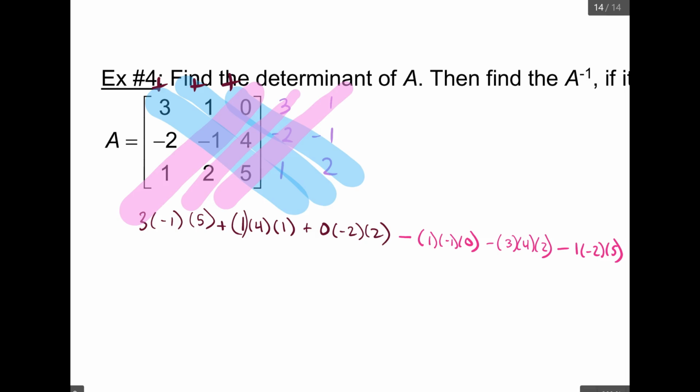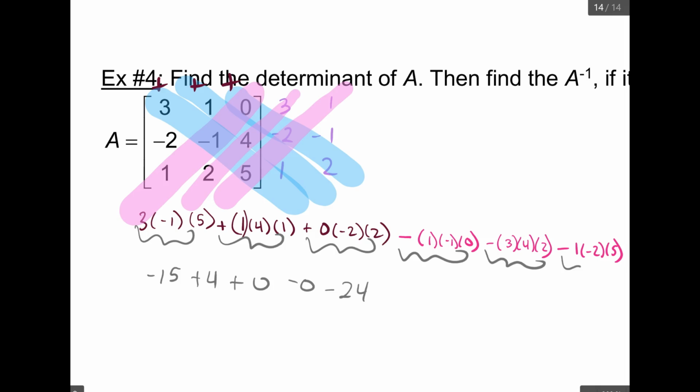Okay. So here, -15 plus 4 plus 0 minus 0 minus 24.